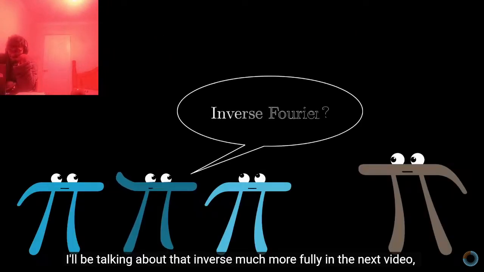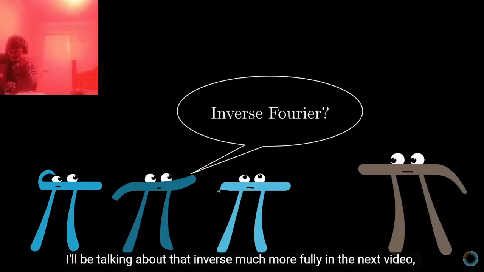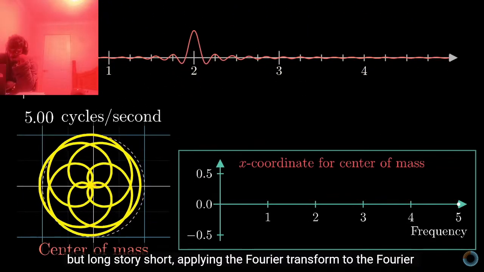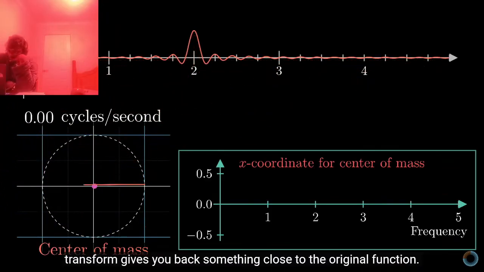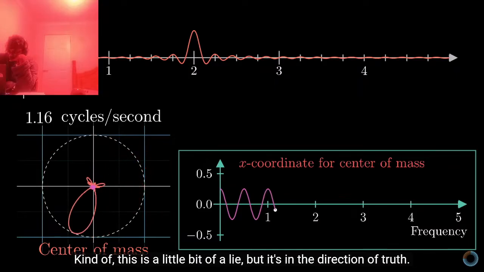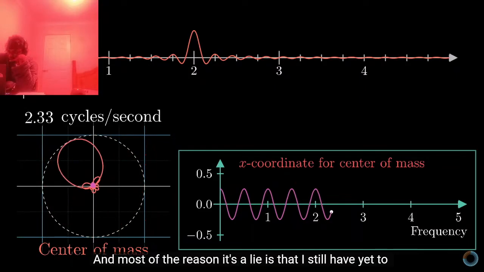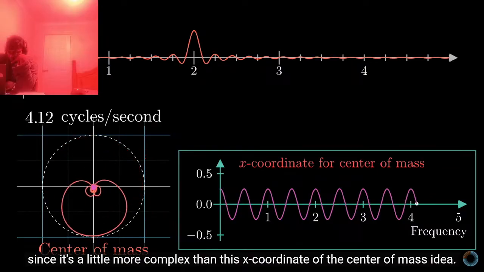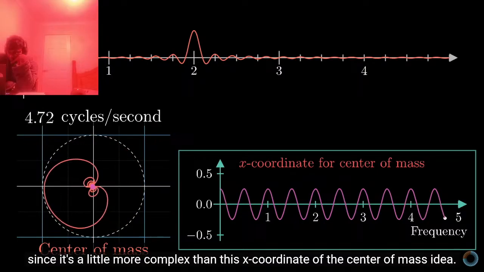I'll be talking about that inverse much more fully in the next video, but long story short, applying the Fourier transform to the Fourier transform gives you back something close to the original function. Kind of. This is a little bit of a lie, but it's in the direction of truth. And most of the reason that it's a lie is that I still have yet to tell you what the actual Fourier transform is, since it's a little more complex than this x-coordinate of the center of mass idea.